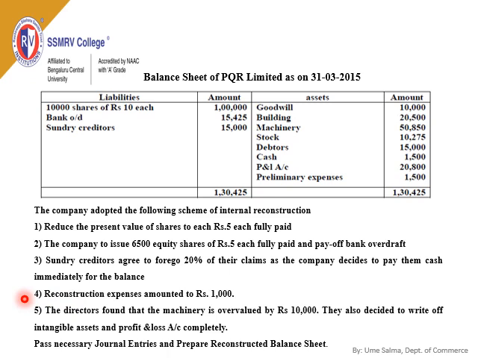The next, reconstruction expenses amounted to ₹1,000. These are all the expenses incurred for doing the reconstruction and the rearrangements, which come to ₹1,000. The directors found that the machinery is overvalued. Here the overvaluation of ₹10,000 is to be readjusted, so that the value is reduced. They also decided to write off intangible assets and the profit and loss account completely.